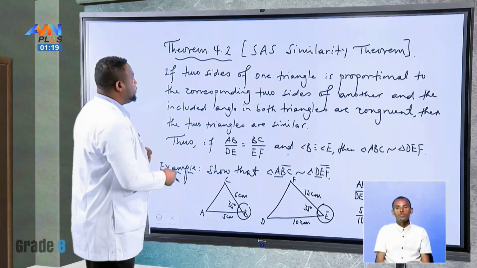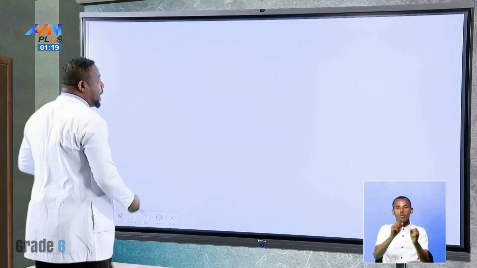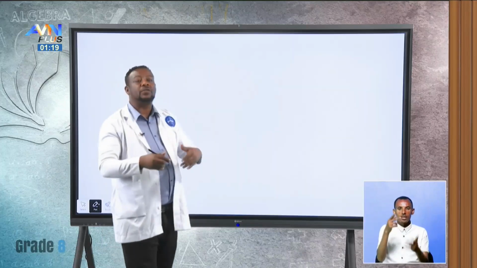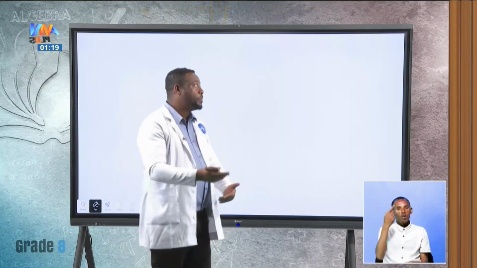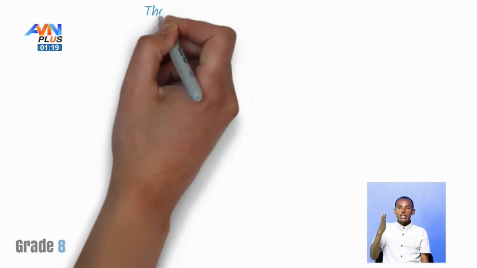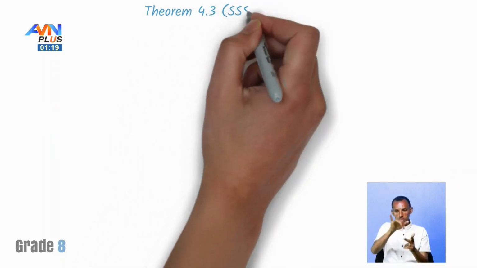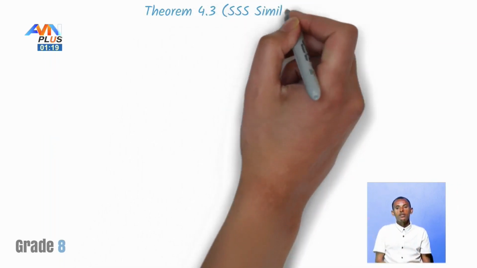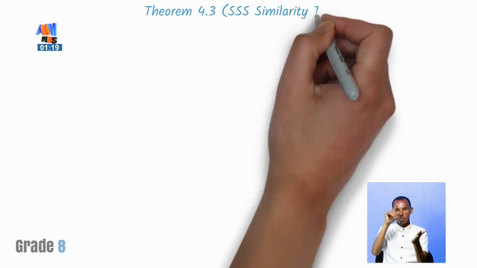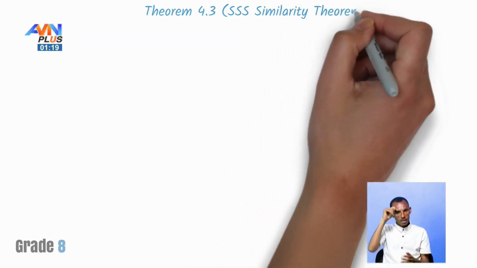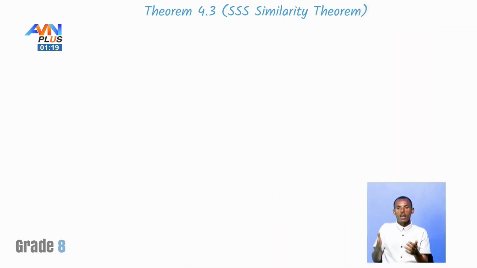So this is how you need to show it. Well, now let's see the third test for similarity, which is about side similarity. Okay, theorem 4.3, which is the third theorem, and this theorem tells us about side similarity.